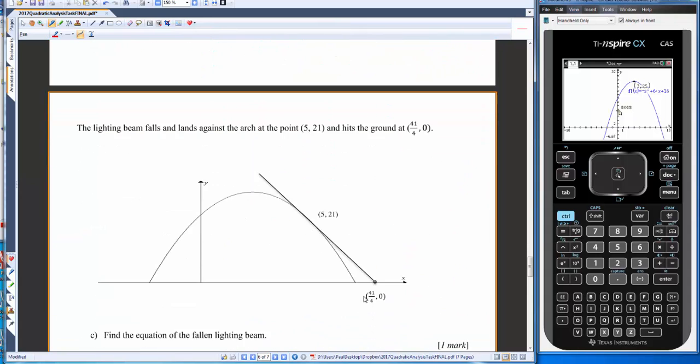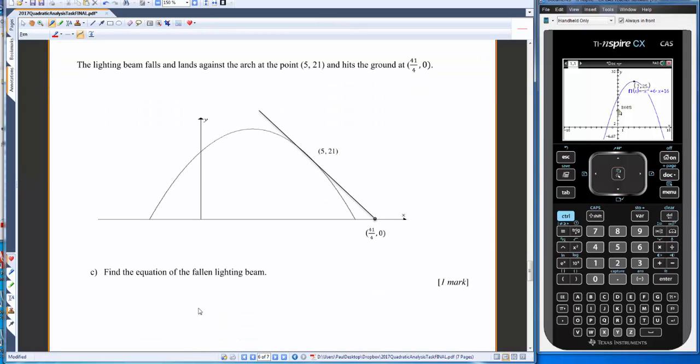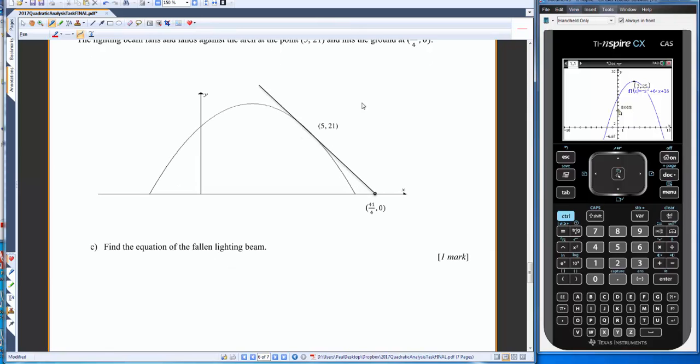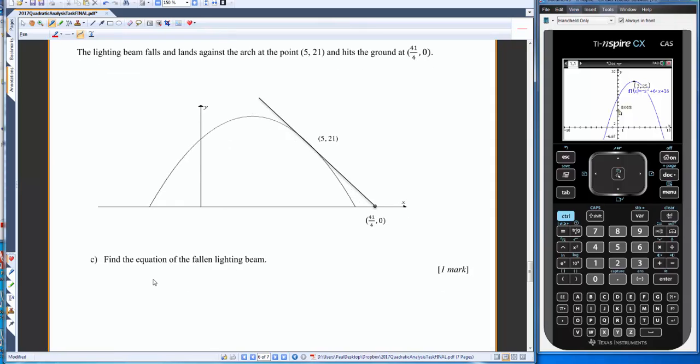Alright, the lighting beam falls and lands against the arch at a point (5, 21) and hits the ground at (41/4, 0). That's the lighting beam. Alright, so the first thing is they want us to find the equation of the fallen lighting beam. Alright, the lighting beam's a straight line, it's linear. So to find the equation, first of all I need to grab the gradient and then I'm going to use that formula to find the actual equation.